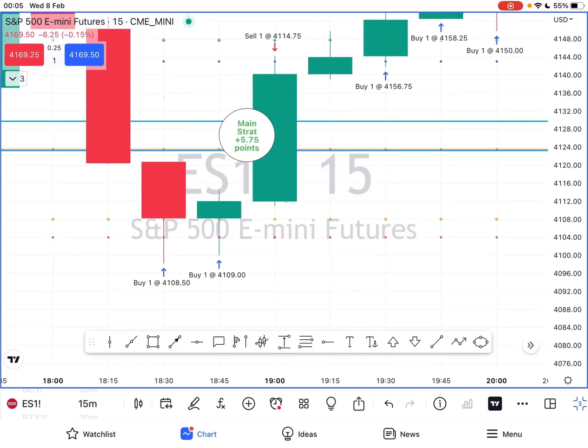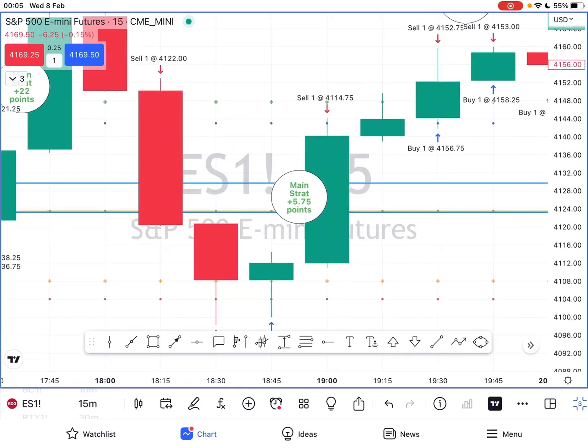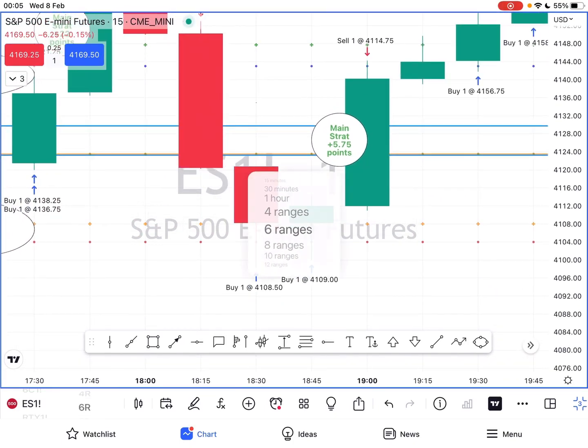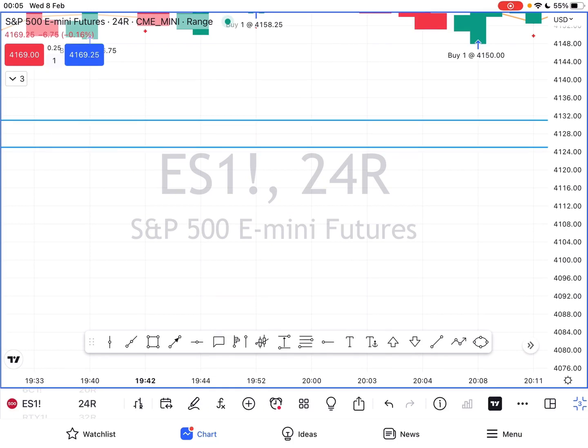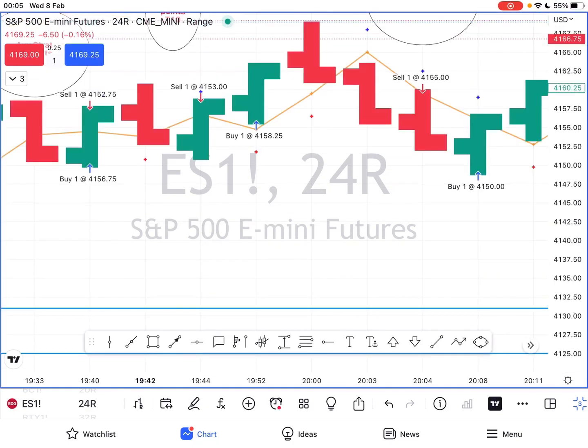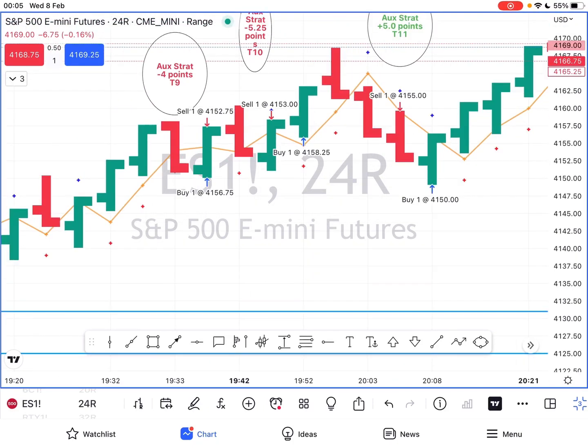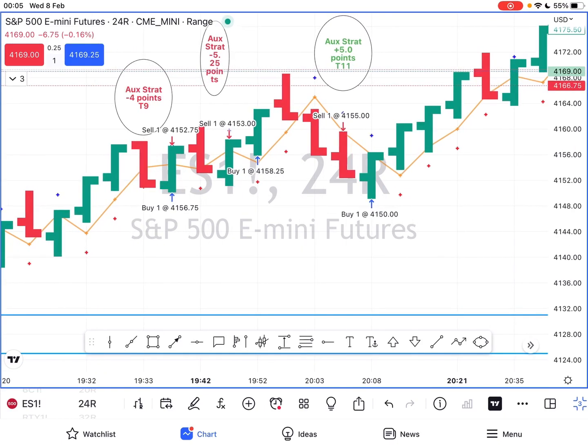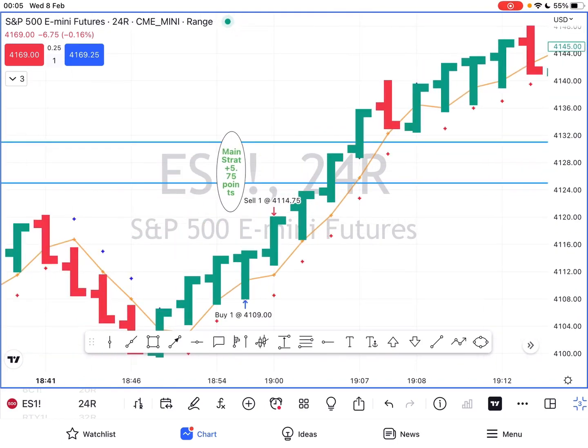And those were the main setups. The remainder are auxiliary trades, so we'll go down to the 24 range in order to show our auxiliary trades. So let's go.